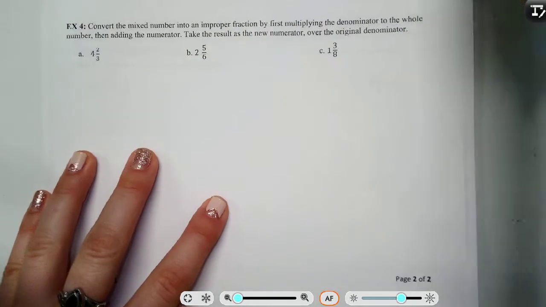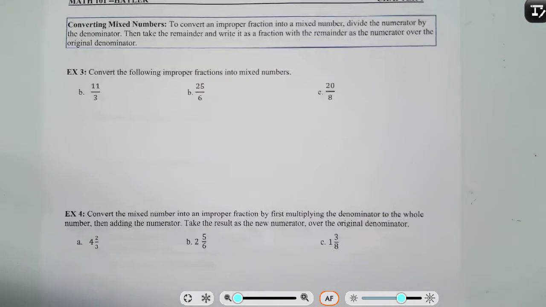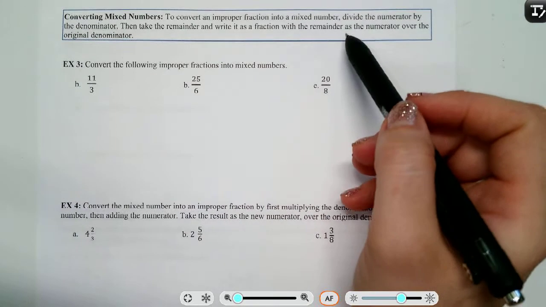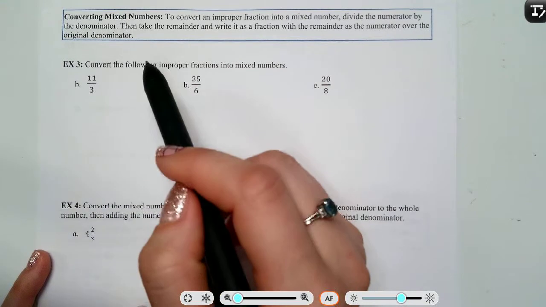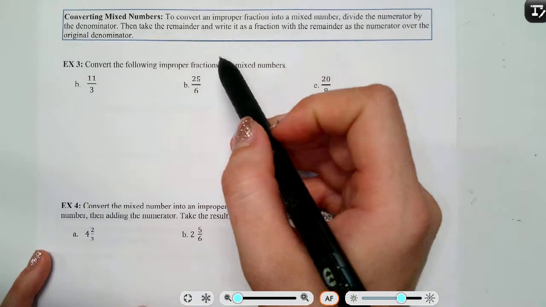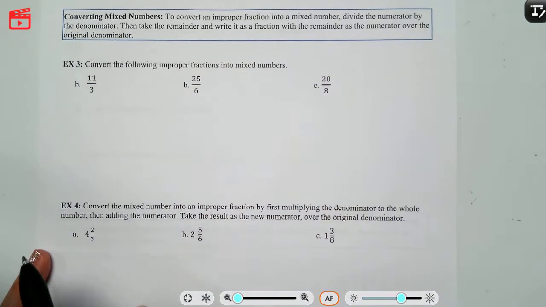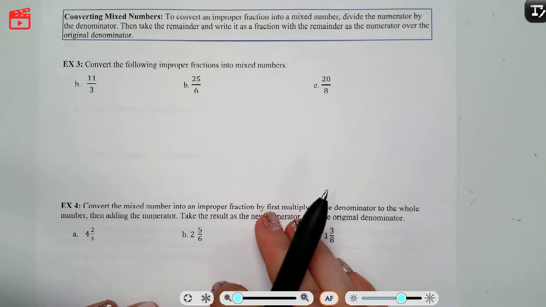All right, so next page, 2 of 2 for this. So we're still working on 1.1. All right, converting mixed numbers. So to convert an improper fraction into a mixed number, our plan: divide the numerator by the denominator, then take the remainder and write it as a fraction with the remainder as the numerator over the original denominator. A lot of words, probably a little hard to grasp, so we're going to go ahead and do an example.